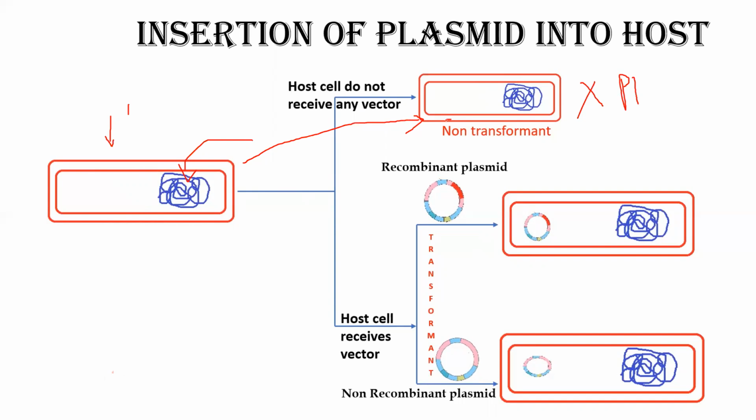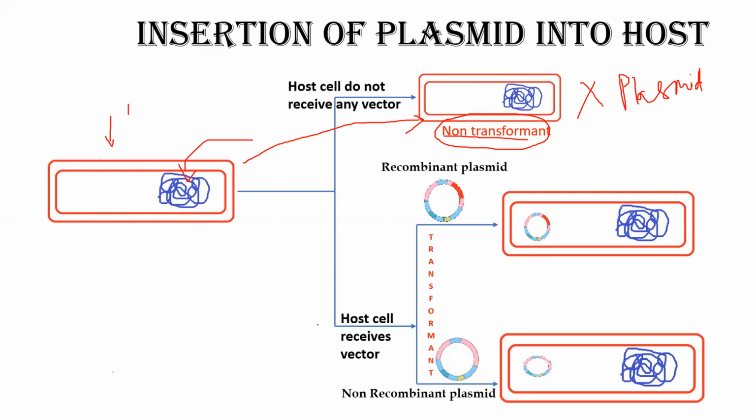So we call it a non-transformant because there is no change that has happened, isn't it? The way it was before, it is the same way now because it did not accept the plasmid, and therefore we call it a non-transformant. Here, no transformation has taken place. Transformation means change. So here, no change has taken place. So we call it a non-transformant.